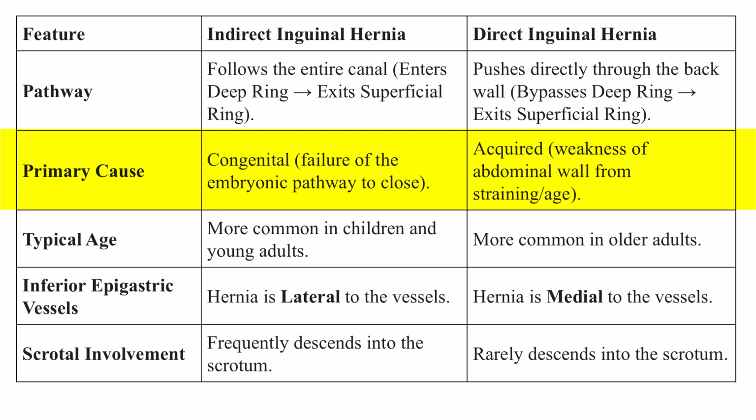And direct inguinal hernias are acquired. They can be due to weakness of the abdominal wall, due to straining, due to age. That's why direct hernias are more common in old people, while indirect hernias are more common in young children or adults. Also see the relation to the inferior epigastric vessels: direct inguinal hernias are medial to the inferior epigastric vessels, while indirect inguinal hernias are lateral to the vessels.